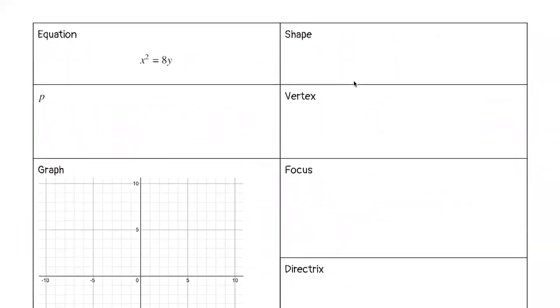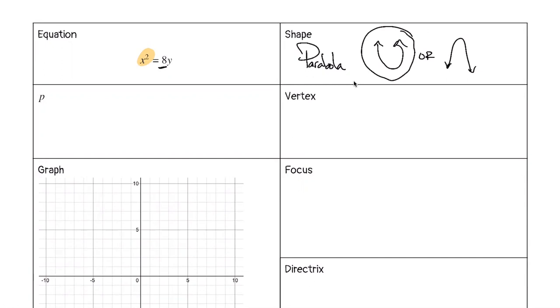x squared equals 8y. Well, I only see one square, so I know it's a parabola. And my choices for the parabola are up or down because it's an x squared, okay? Now, is this value positive or negative? Well, it's positive, so we're going to choose the up parabola, okay?